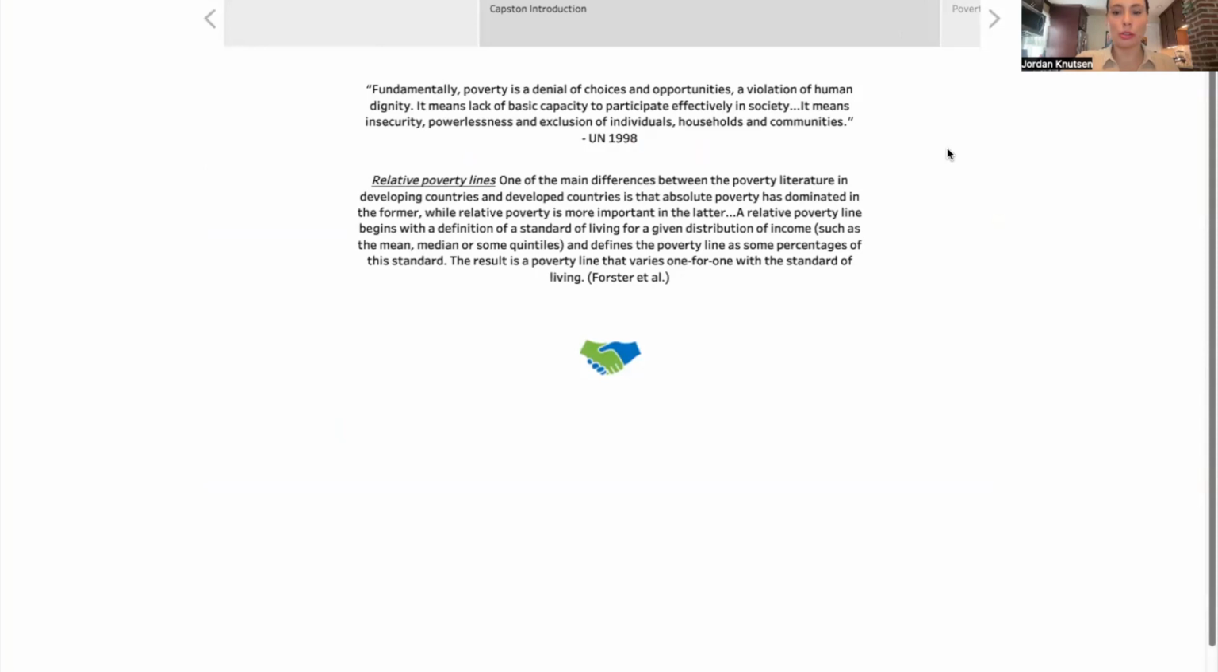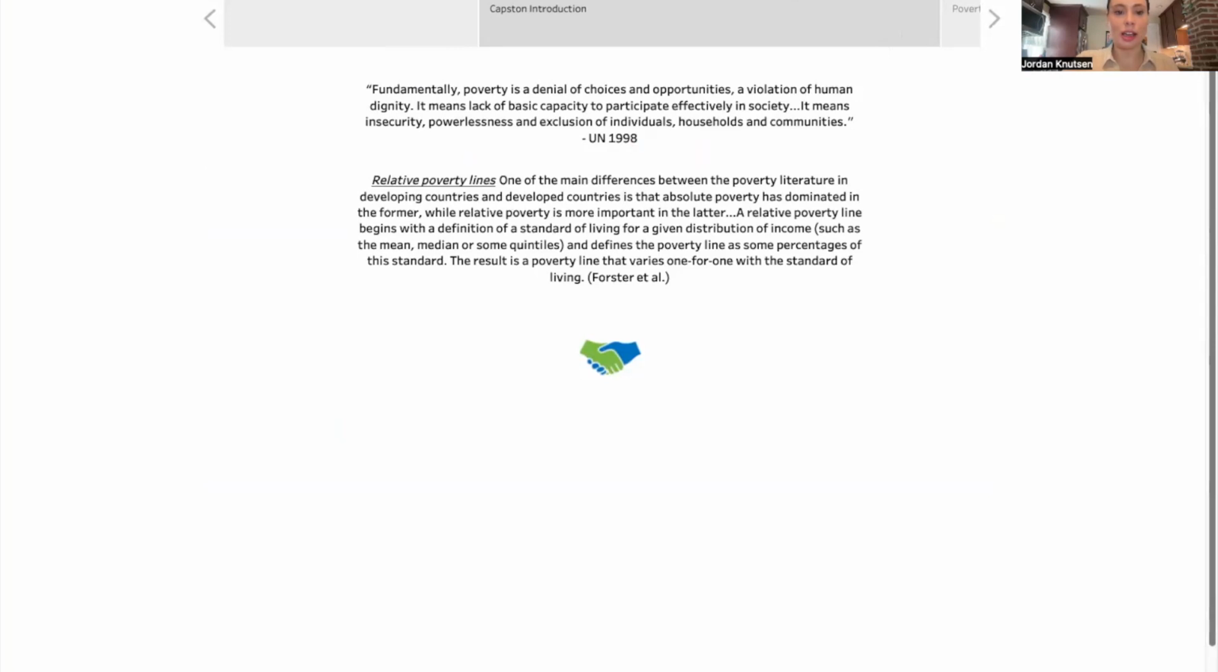I picked two quotes to help introduce my capstone. The first: fundamentally, poverty is a denial of choices and opportunities, a violation of human dignity. It means lack of basic capacity to participate effectively in society. It means insecurity, powerlessness, and exclusion of individuals, households, and communities.